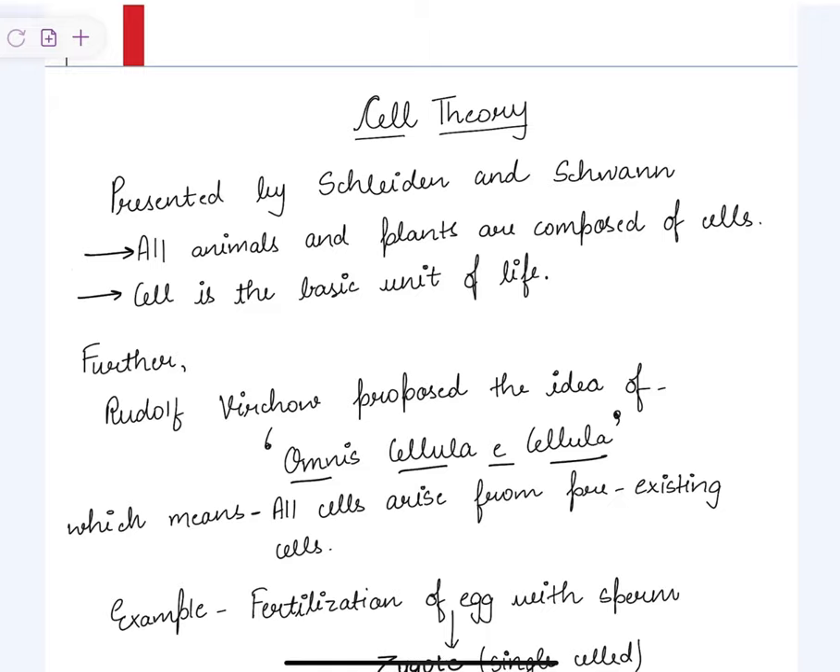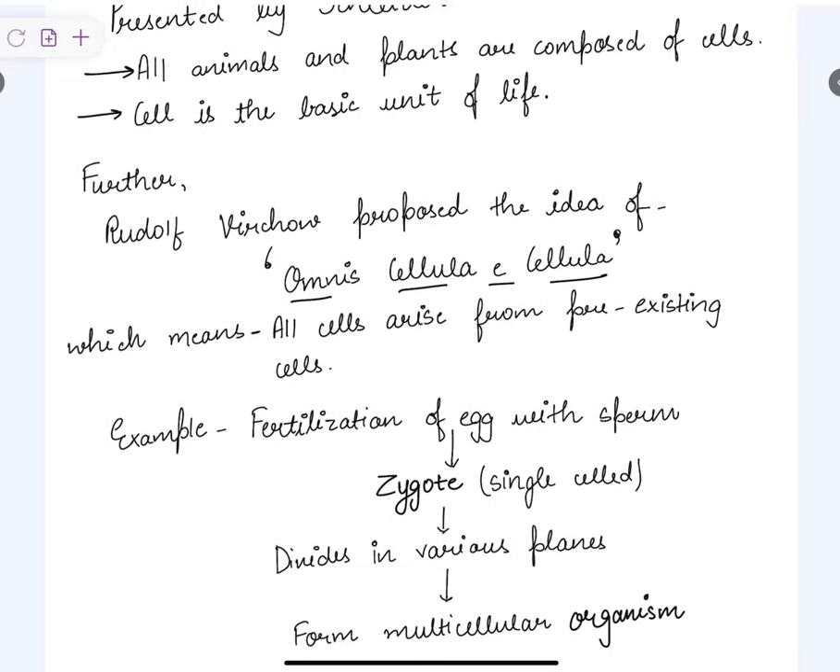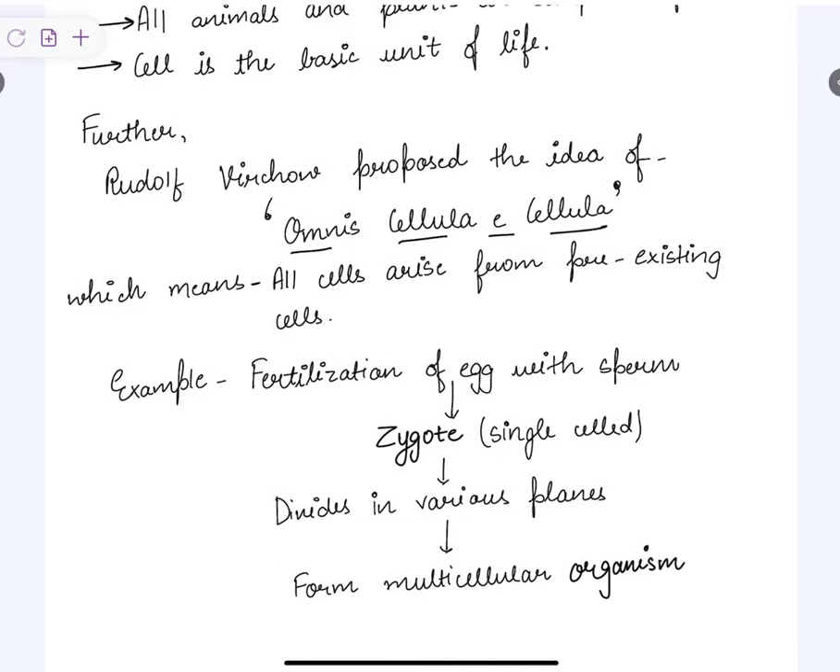मतलब जो नए सेल्स बन रहे हैं वो पुराने सेल्स को ही डिवाइड करके बन रहे हैं. Let's take an example of a zygote. Fertilization of an egg with a sperm will form the zygote. The zygote that is formed is single-celled, and that single-celled zygote will form the multicellular organism. How? It will divide in various planes, horizontally, vertically, many times, and then form the multicellular organism.